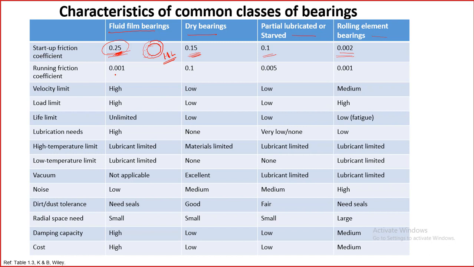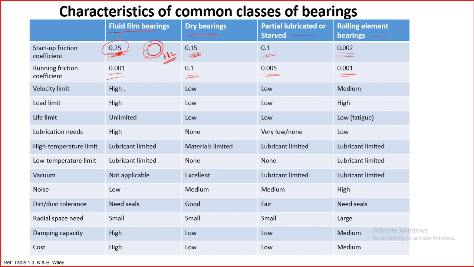And then the running coefficient of friction for journal bearings or fluid film bearings is still high, in the range of 0.1. Dry bearings cannot go to a very low coefficient of friction because they do not have lubricants; rather, they work on the solid lubrication principle. Partially lubricated may go down to 0.005, but the rolling element bearings can also achieve 0.001, similar to the journal bearings.